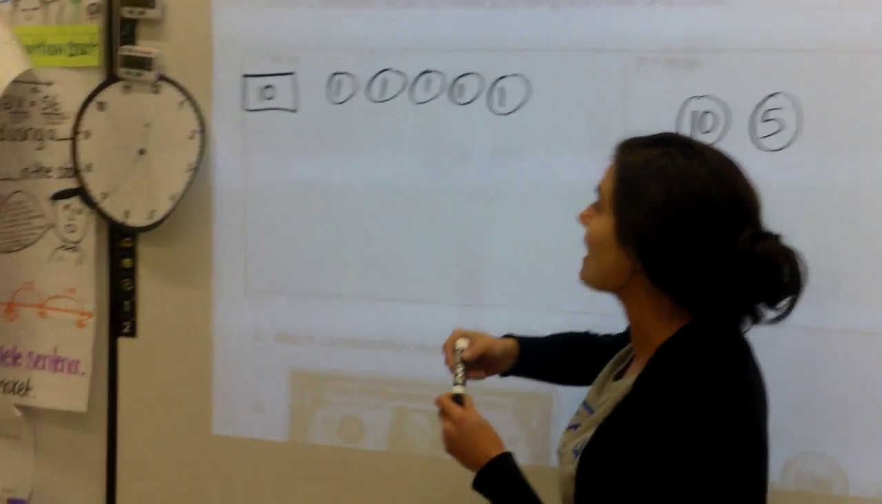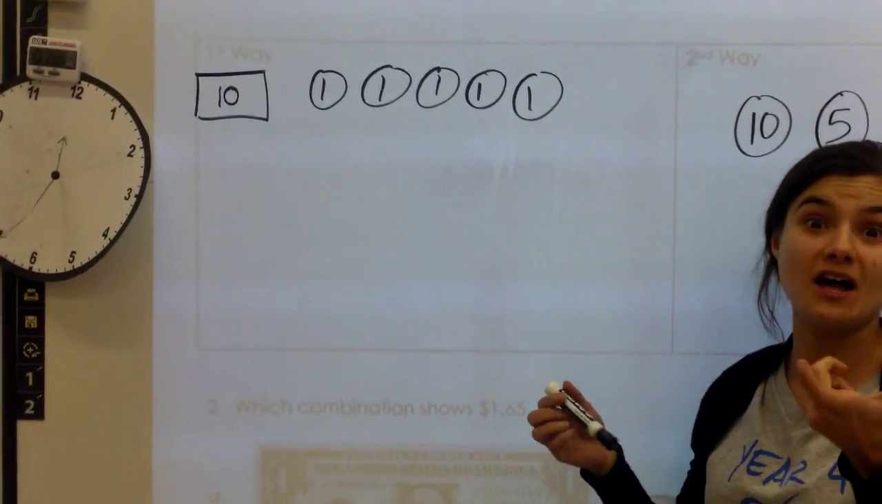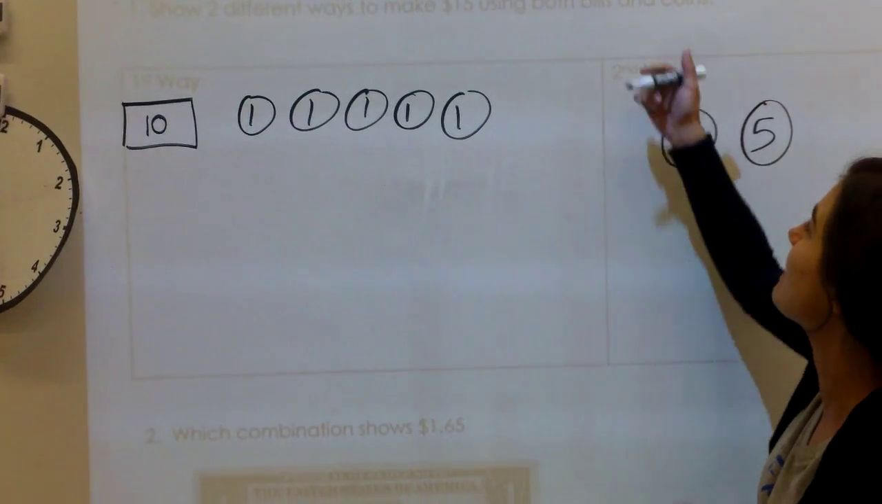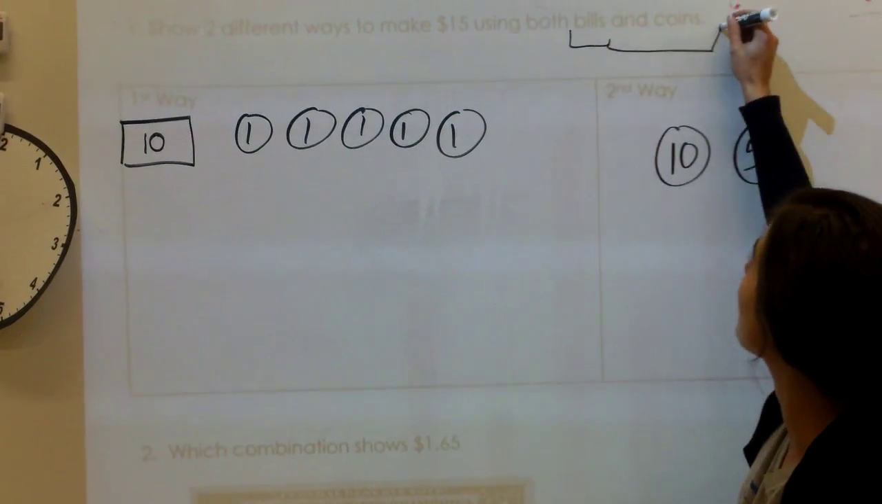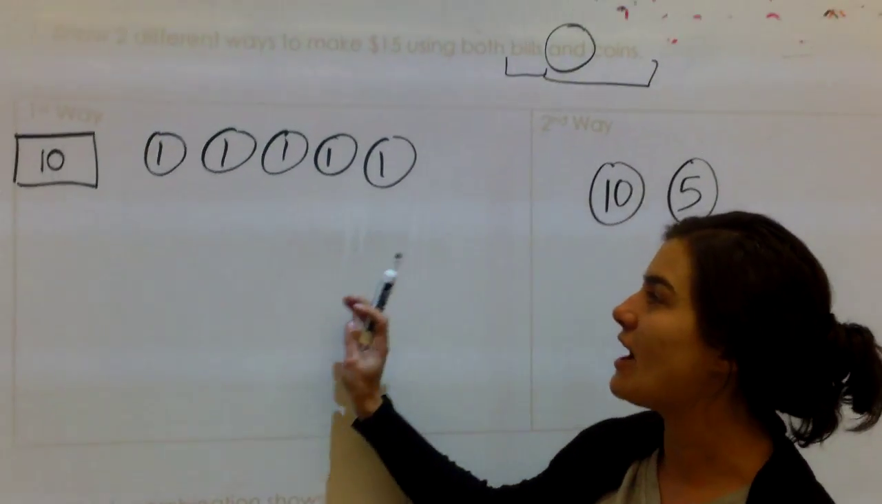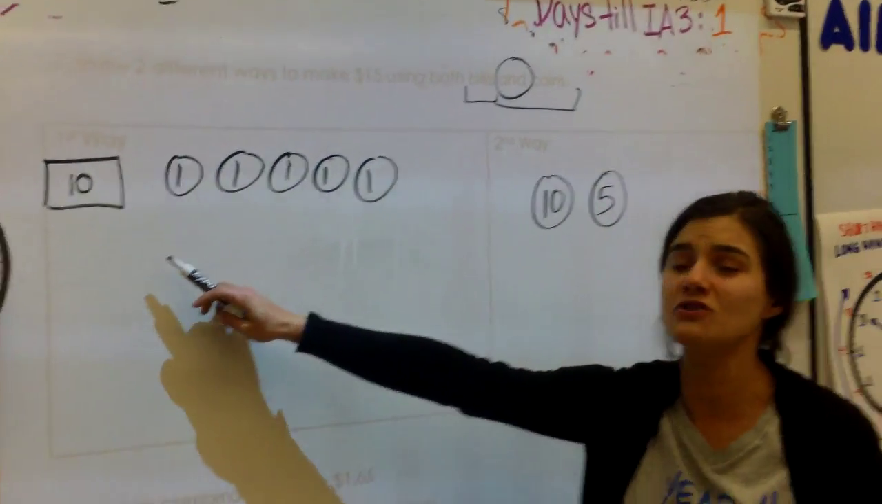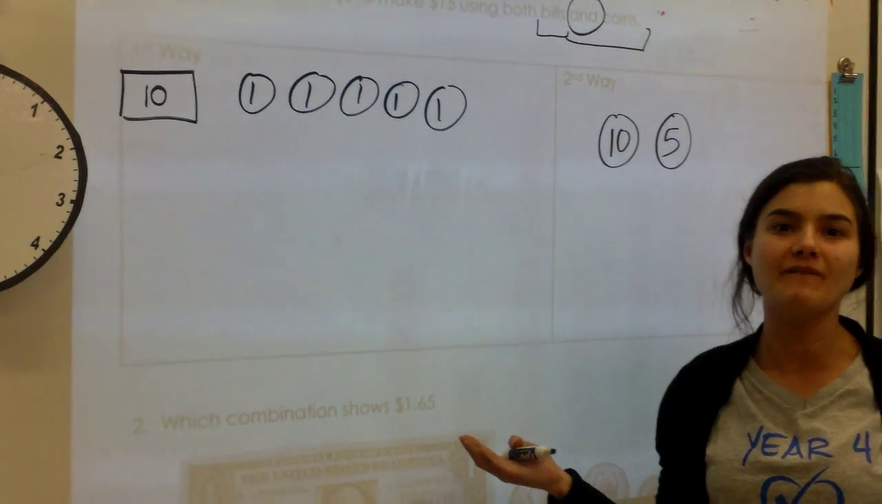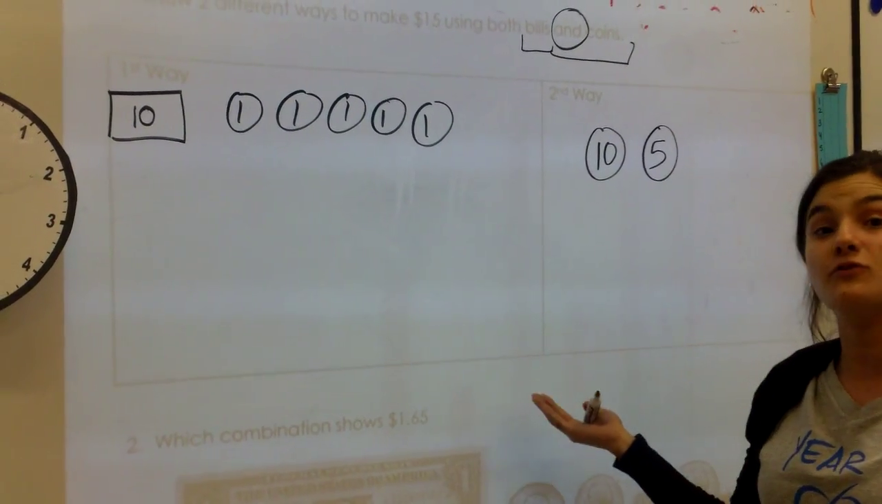Some of them would actually just go ahead and do what I said and do a $10 bill and a $5 bill, but of course that only incorporates bills and leaves out the coins aspect, so they wouldn't get full credit for that. We also saw this, which shows that students wanted to use both bills and coins, but they were a little bit confused about how to make those values.